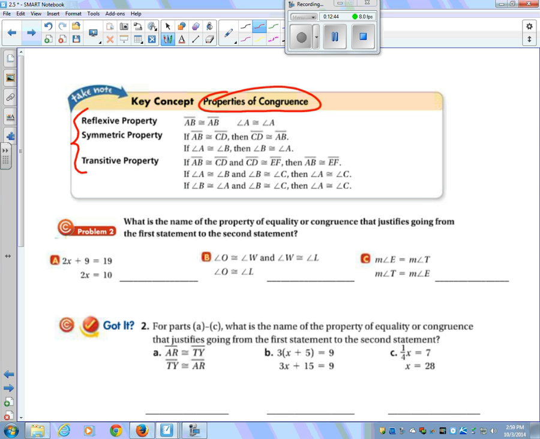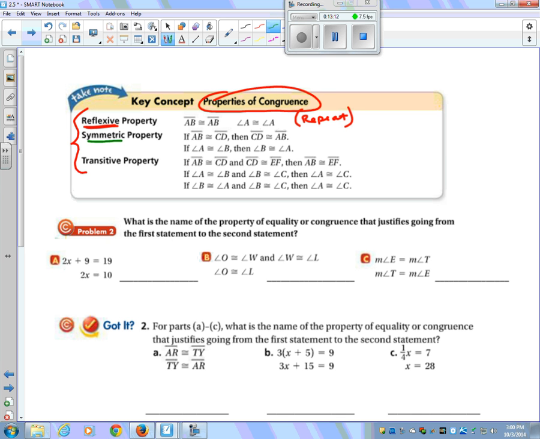The good news is this concept doesn't change. Reflexive property is still reflexive repeat. This time you're repeating a congruence. Segment AB is congruent to segment AB. Same exact segment on both sides of the congruent sign. That's reflexive. Symmetric property. Same idea as equality.